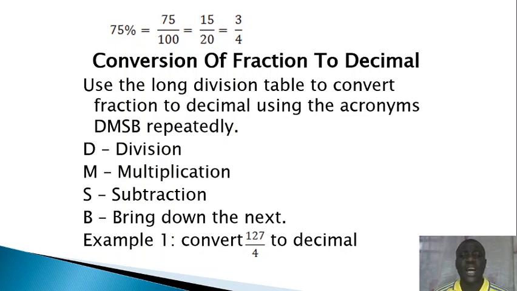So when you want to carry out division using the long division table, what are the acronyms used? The acronym we have here is what? DMSB. DMSB means D for division, M for multiplication, S for subtraction, B for what? Bring down the next. And in this case, these acronyms will be followed repeatedly until either the required decimal is reached or until the division is what? Complete. So let's look at this example. Example 1 said what? We should convert what? 122 all over 4 to a decimal number.